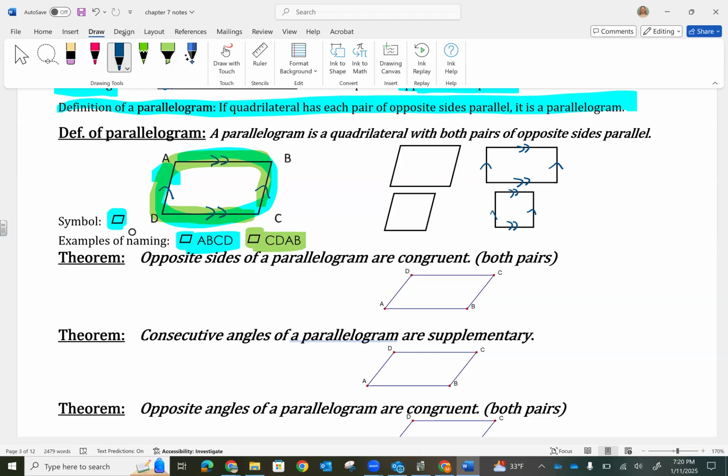Okay. But if you have a parallelogram, it has features. A parallelogram is a four-sided figure where both pairs of opposite sides are parallel. Now, if that's the case, both pairs of opposite sides will be congruent: these two sides will be congruent to each other, and then these two sides will be congruent to each other as well.